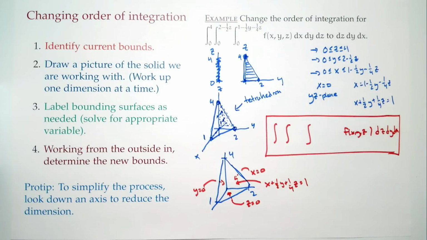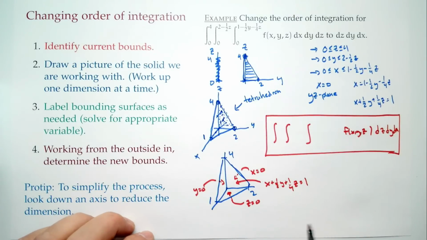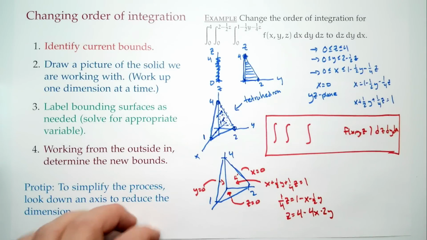And I should probably solve for the appropriate variable. So let's think about what the appropriate variable is. The inner layer goes between surfaces, so I want to solve for my surface in terms of which variable? z. Okay, so if we solve this for z, that's 1/4 z equals 1 minus x minus a half y, or z equals 4 minus 4x minus 2y.